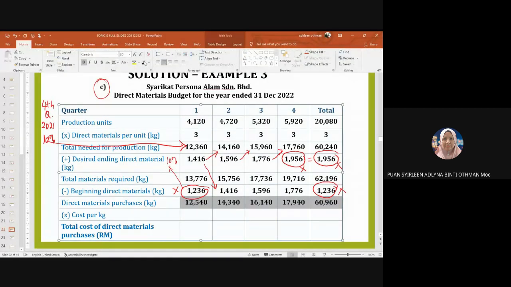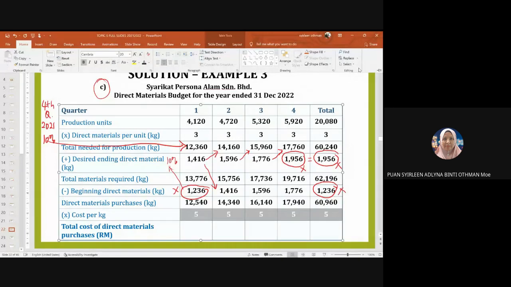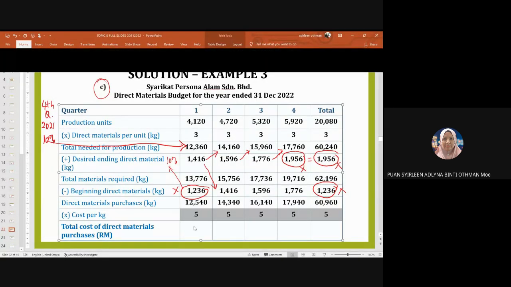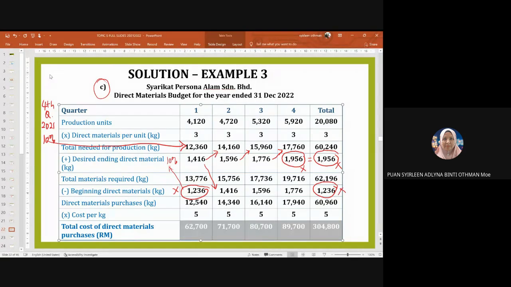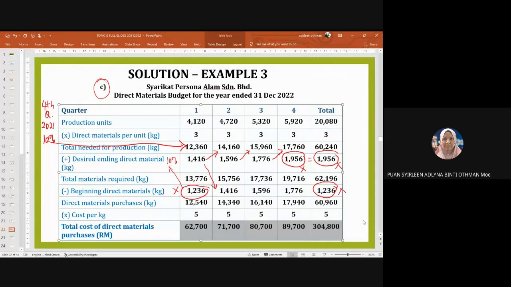Then we multiply by the cost per kg, which is RM5 just now. This is the figure Madam brought from earlier. But because you will do only this one, you need to know where you get the figures from. So this is your direct material budget, a full version. Earlier I split it: one to see the usage, the second to see the purchases of direct materials.